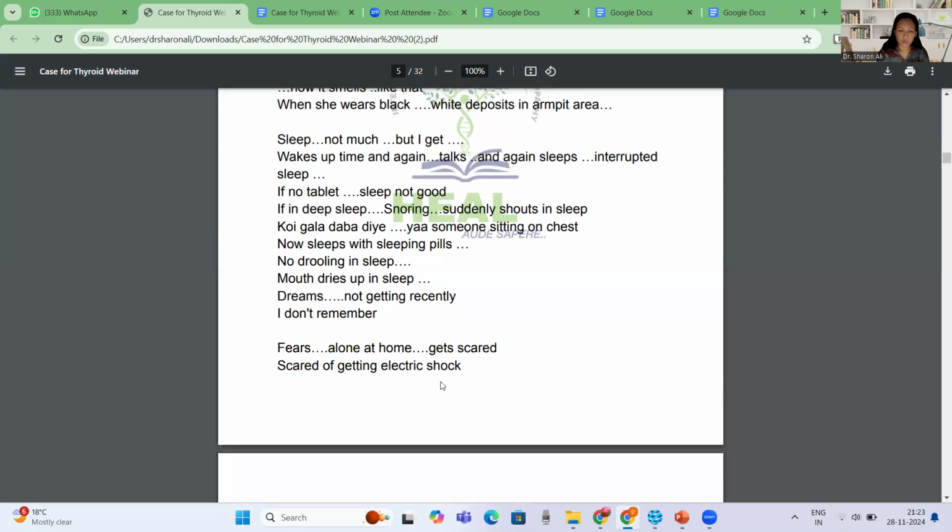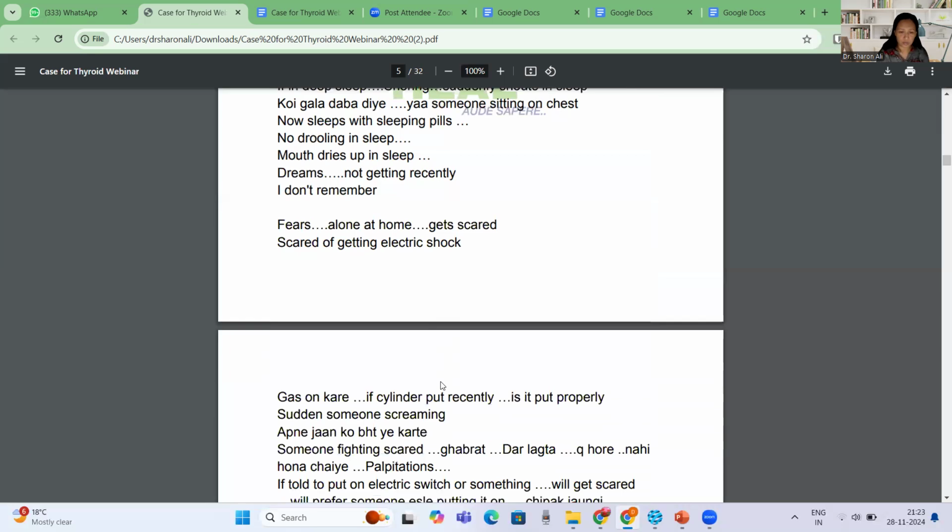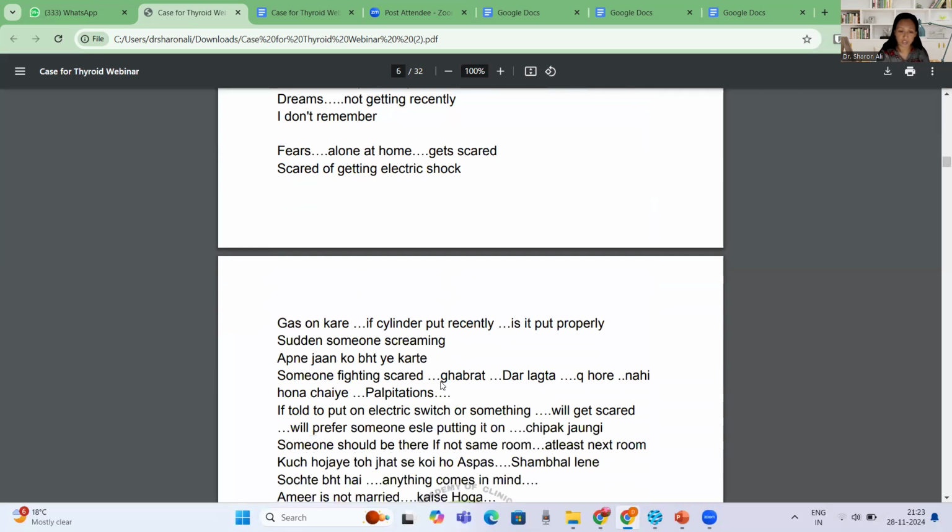She gets scared when she's alone, scared of getting an electric shock. She gets scared if there's something cooking and she's scared if the cylinder will burst. She gets scared if someone suddenly starts screaming. She gets scared, she gets palpitations, and she feels nothing should happen. She gets very, very scared.